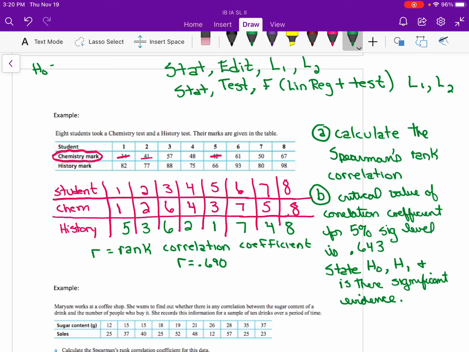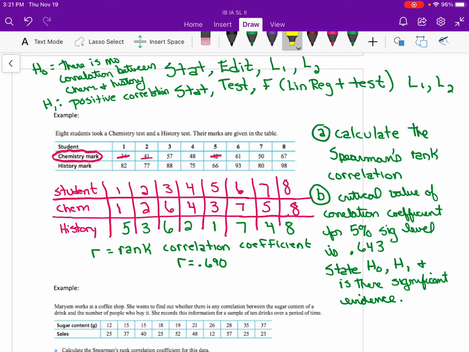Now, somewhere we needed to state our hypothesis. Our null hypothesis is that there is no correlation between chem and history. And our alternate hypothesis is there is a positive correlation between chem and history. All right, so we had this information at a 5% significance level.